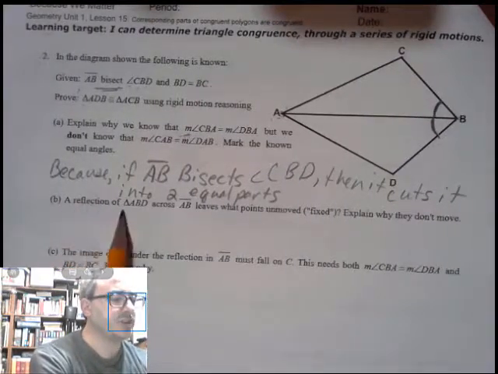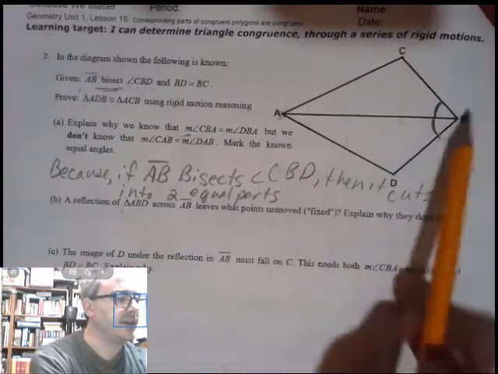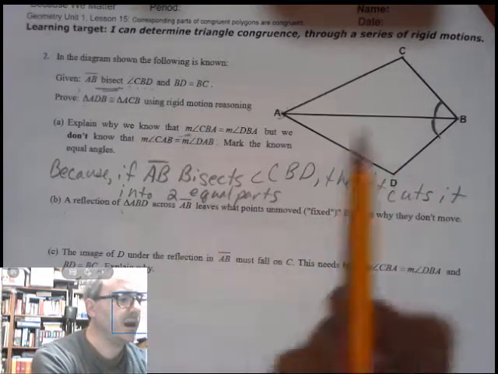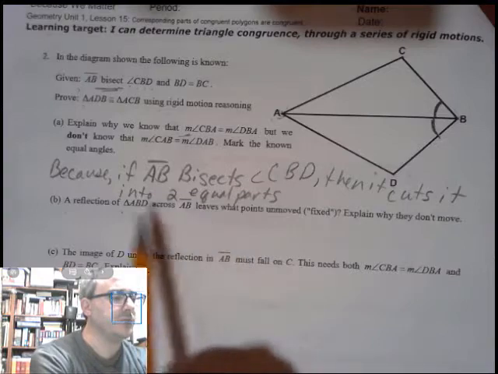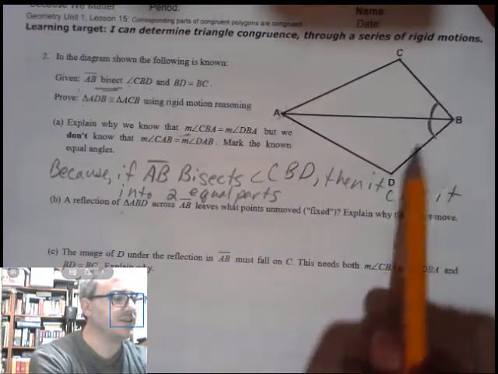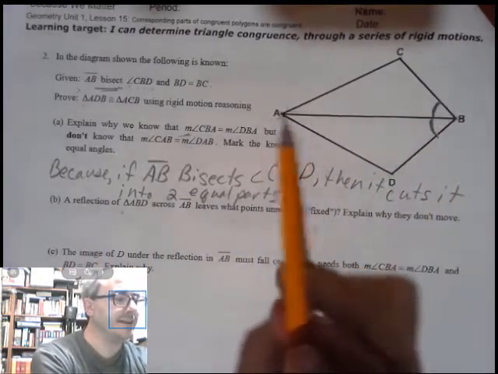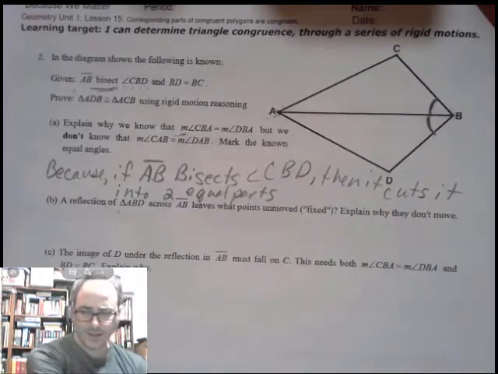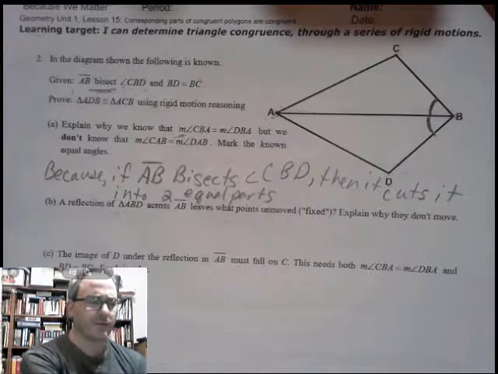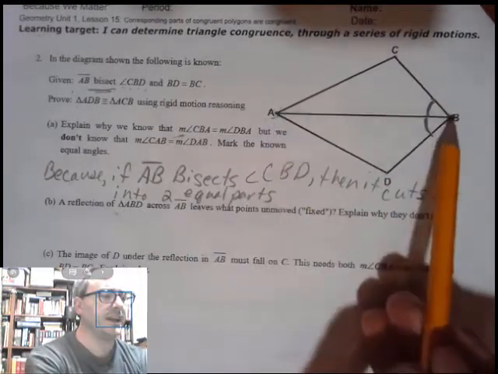A reflection of triangle ABD across AB leaves what points unmoved? Again, the points that are unmoved when I reflect this triangle over this line are all the points that are on the line. The points on the line don't move on a reflection. They just stay where they were. So A and B stay.